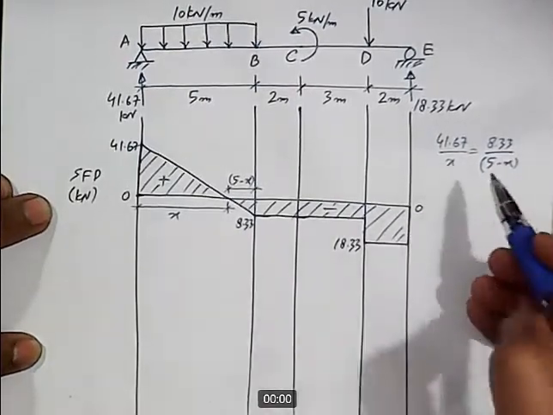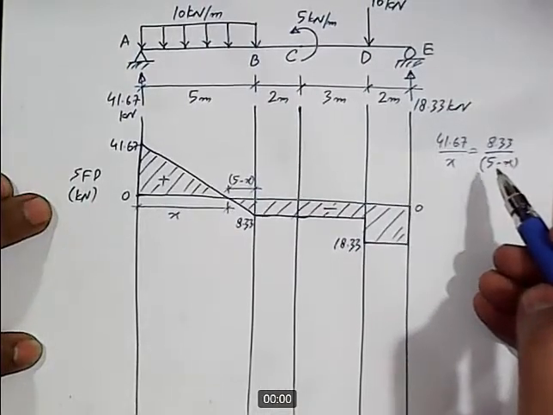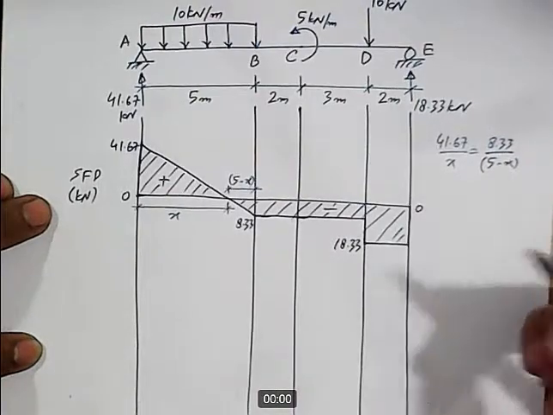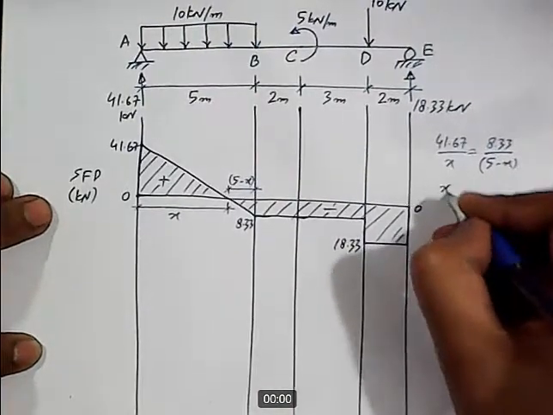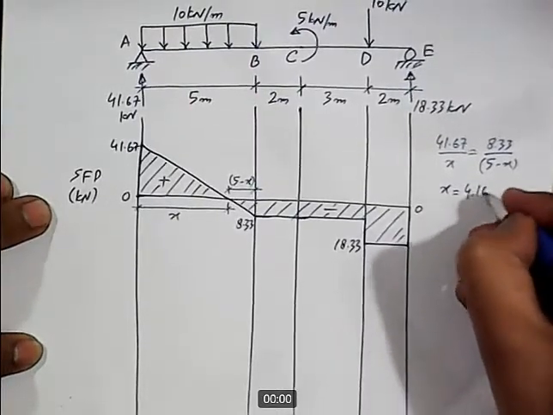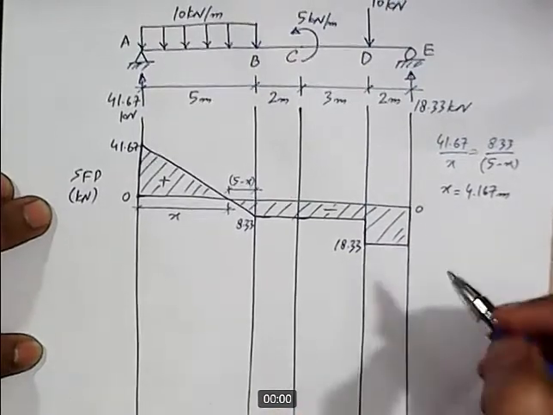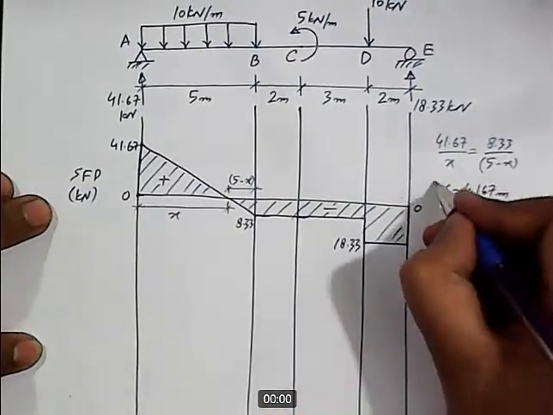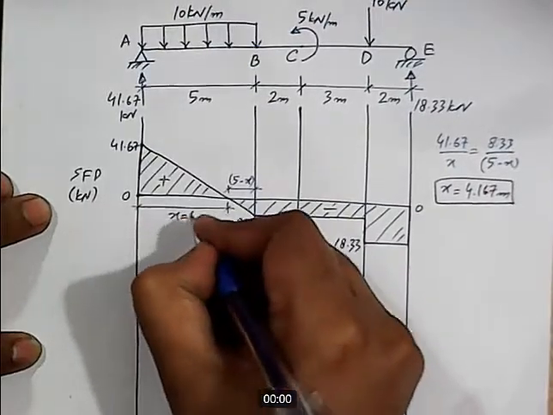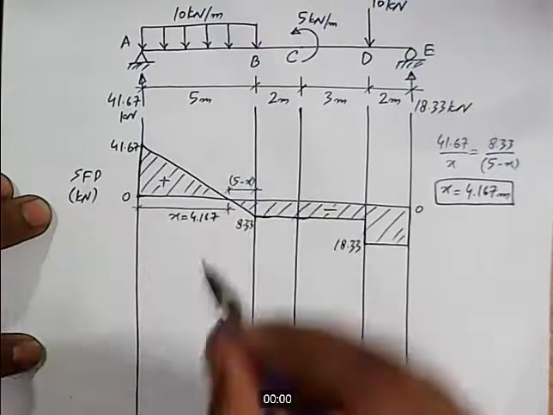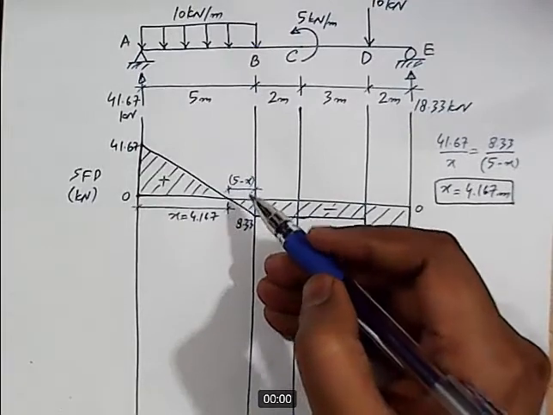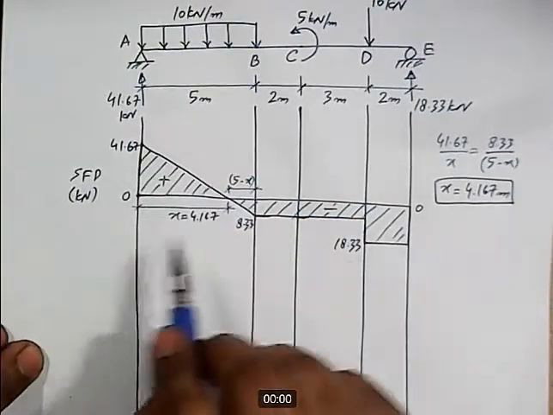And we know that we can solve such equations directly on our calculators, or if you want you can simplify this, then get the value of x. So whatever you like. So if we solve it, we will get the value of x as 4.167. The value of x that we get from this equation is 4.167. So similarly, we can calculate how much is 5 minus x. Okay, so the point of zero shear is located.